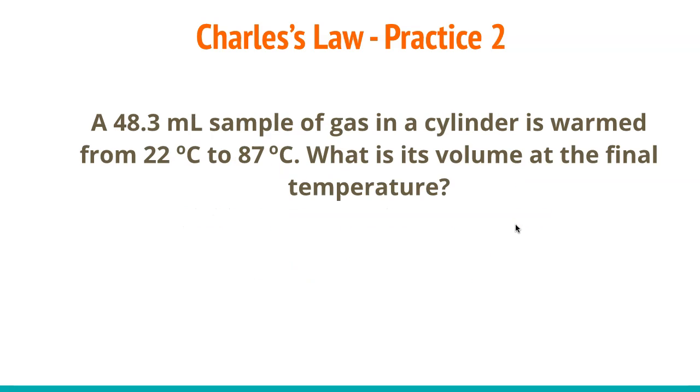All right, practice problem number 2. A 48.3 milliliter sample of a gas in a cylinder is warmed from 22 degrees Celsius to 87 degrees Celsius. What is its volume at the final temperature? All right, so again, try to figure out what each of the individual variables are and then move forward to solving using Charles's law.